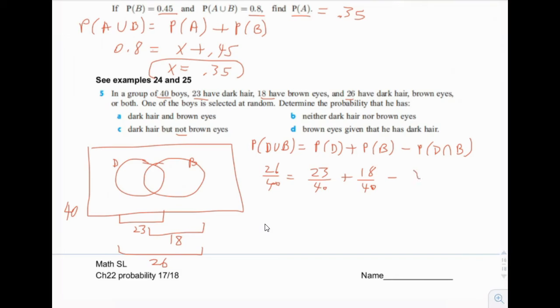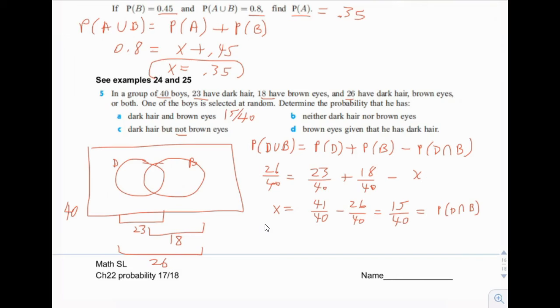Okay? So now we can just use algebra and figure out what X is. X is equal to 23 plus 18, 41 divided by 40, minus 26 divided by 40. 41 minus 26 is 15 divided by 40. Okay, that is equal to the probability of D intersect B. D intersect B is dark hair and brown eyes. So we just figured out that this is 15 divided by 40.